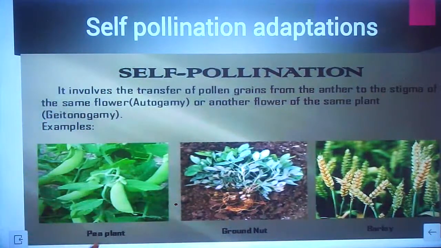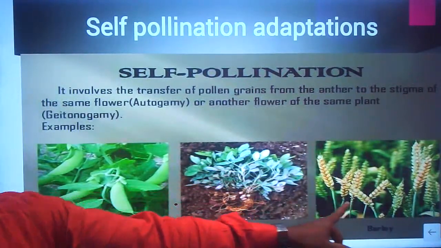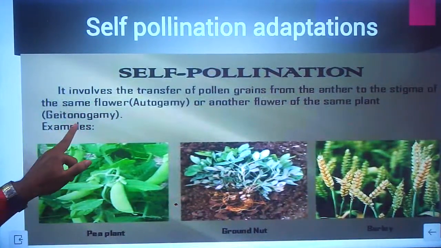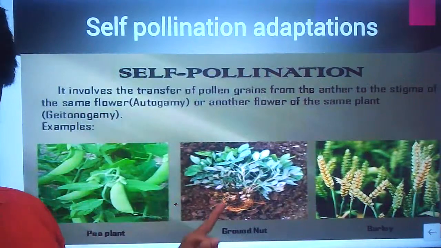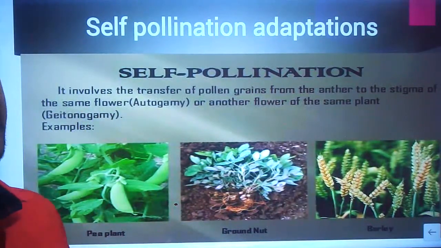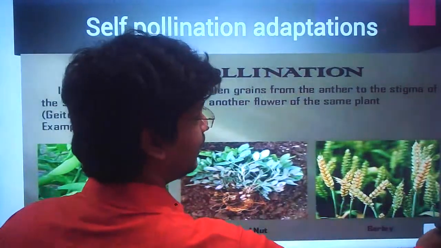Okay, so self-pollination. Here you could see examples of self-pollination, like the pea plant. Just now we discussed Arachis hypogaea, the geocarpy. I told you geocarpy, right? In case of groundnut plants, and you could see in case of barley. These are some of the examples. There you could see autogamy or geitonogamy. Autogamy means same plant, same flower. Geitonogamy means the same plant but a different flower. Both come under self-pollination. Examples like barley, groundnut and pea plant that you can take.